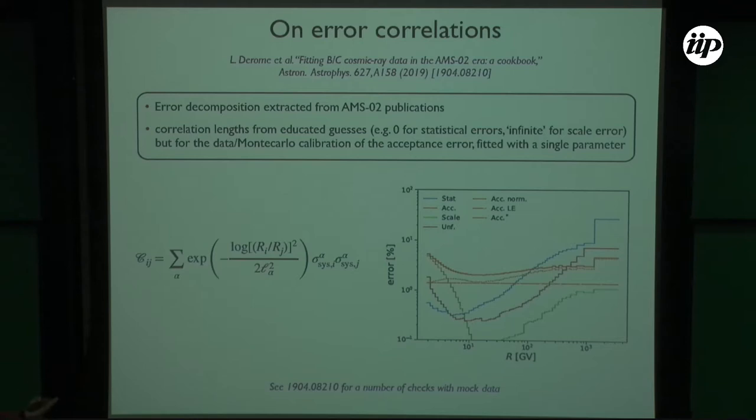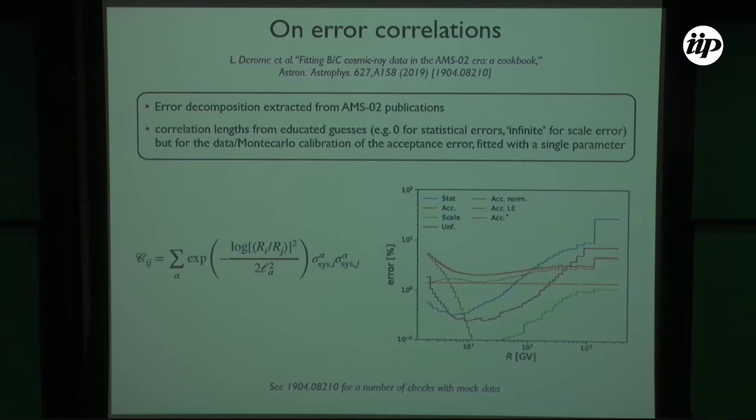We split the systematic errors by origin. You know, there is some acceptance, some scale, some unfolding, etc. And we extract from papers, conference proceedings and talks quantitative or qualitative information about the type of correlations that you have in energy space. For those for which we didn't have this information, we used a simple parametrization of the covariance matrix with a free parameter, which is the correlation length in energy space over which the data are correlated, okay, and you fit.